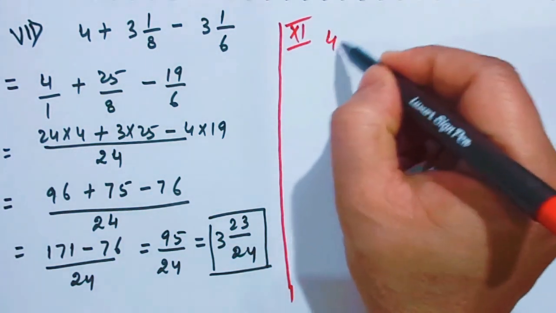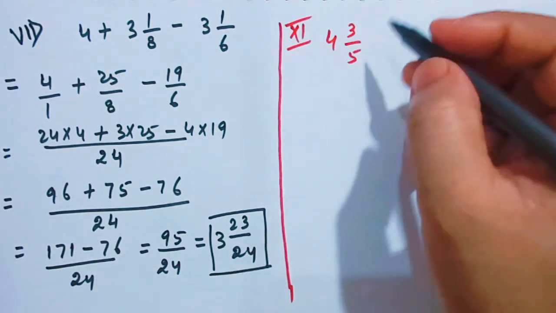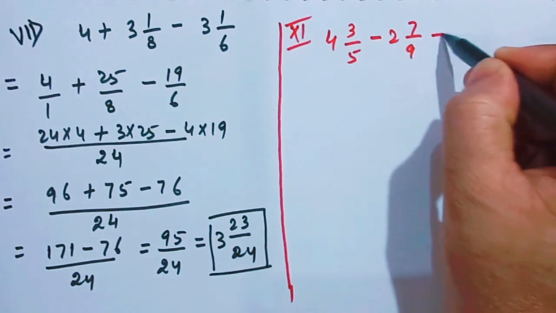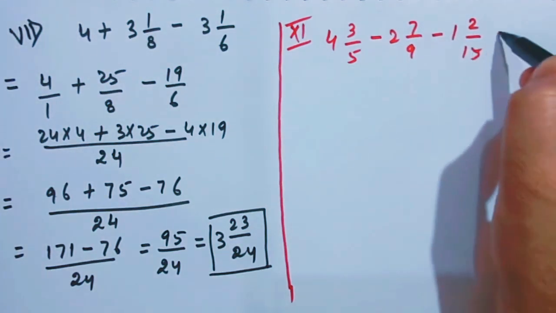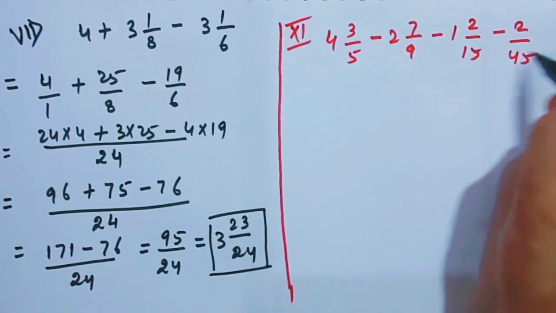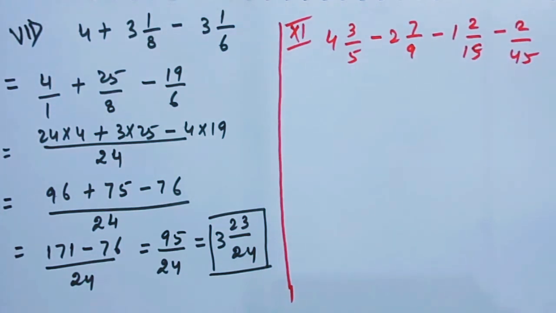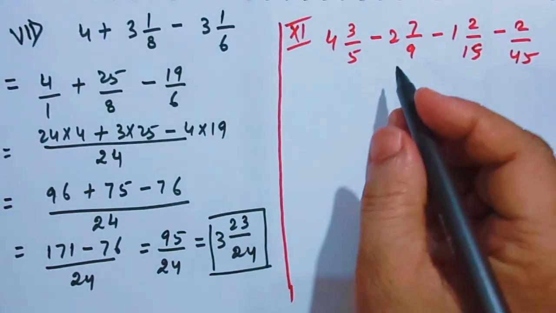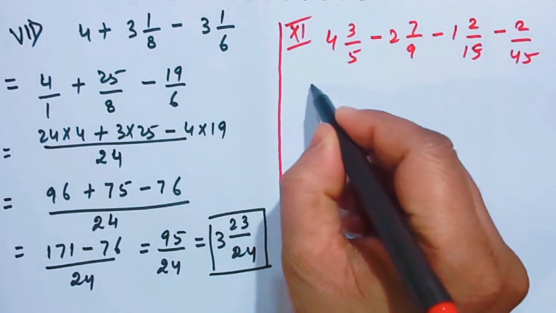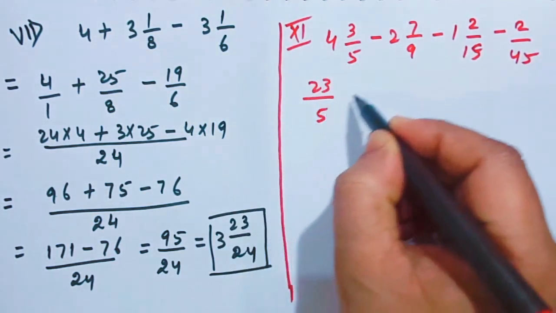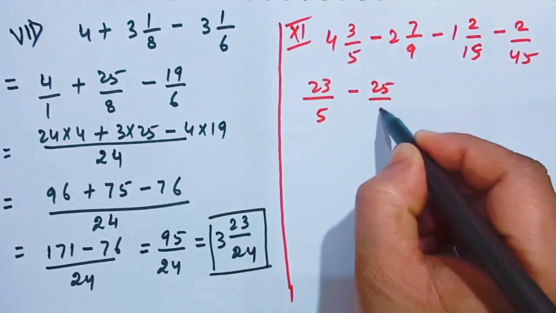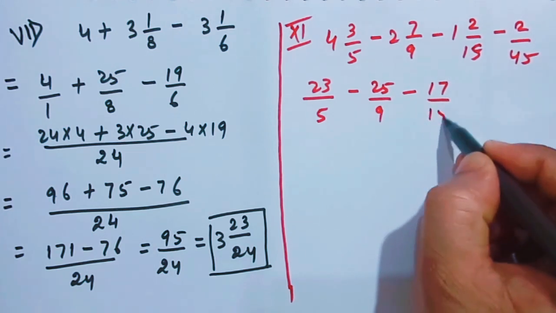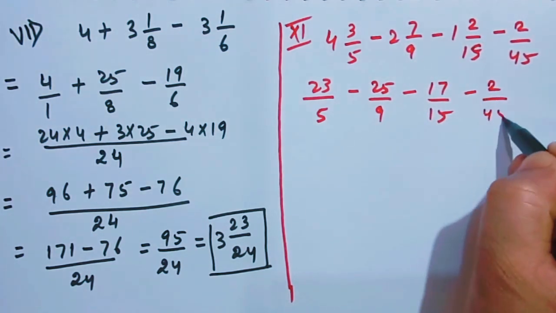Only. 4 3 by 5, this is quite important, very very important in fact. Why? I'll tell you. 2 7 by 9 minus 1 2 by 15 minus 2 by 45. This is very very important. And I was just joking. This is not important at all. Okay, this is just like the previous sums. Minus 17 by, see, 5 ones are 5, 15 ones are 15 plus 2, 17 by 15, and minus 2 by 45. Okay, this is the last one.